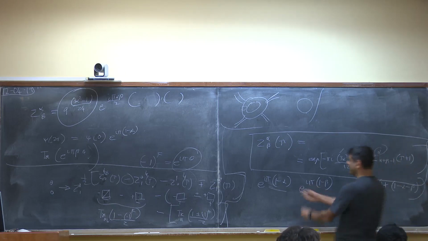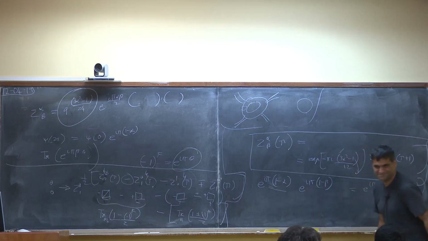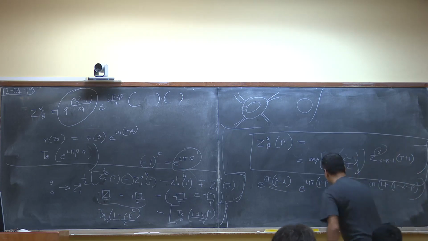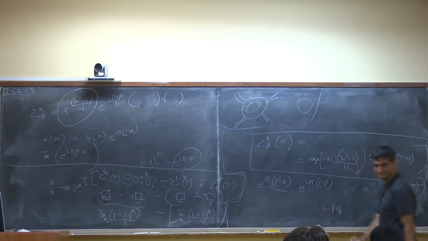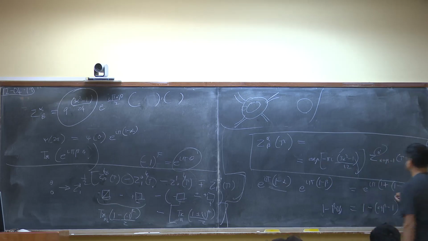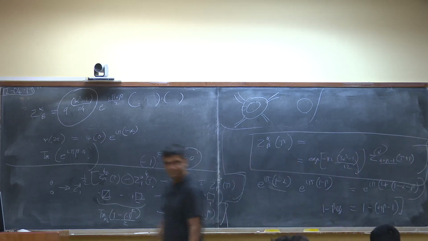And this now has to be identified with an effective beta. So 1 minus beta effective is equal to 1 plus, okay, so 1 minus alpha plus beta minus 1. And therefore, the effective beta is alpha plus beta minus 1.